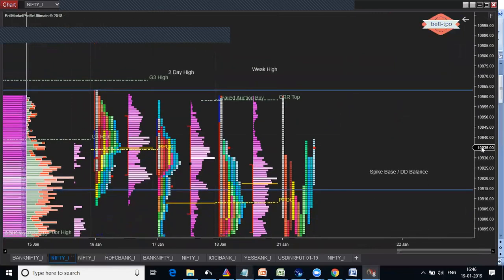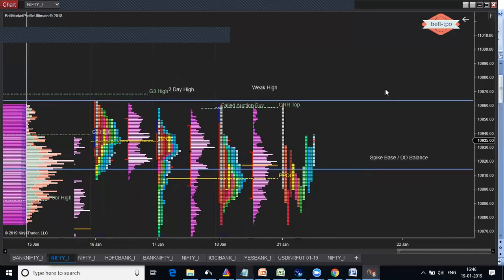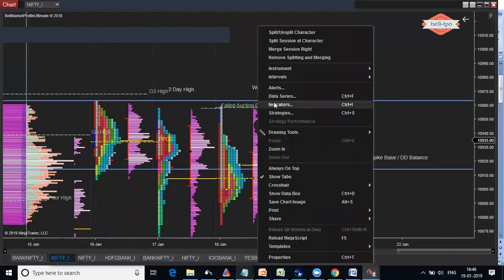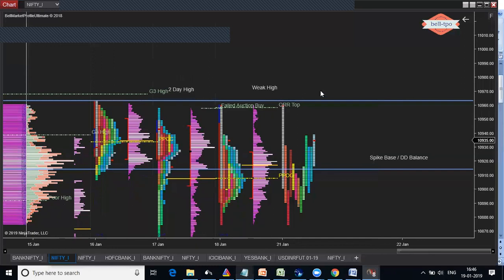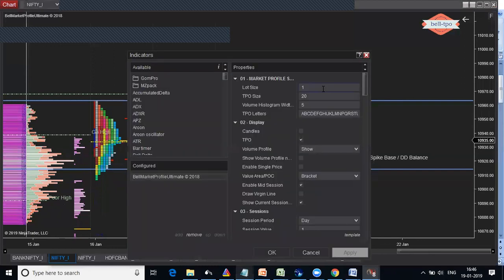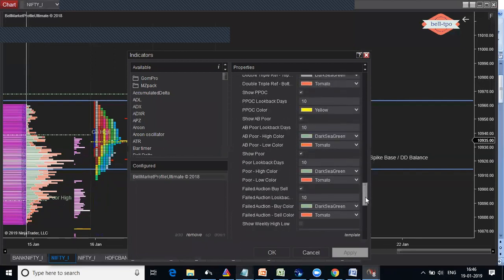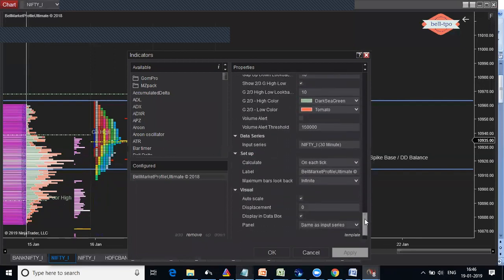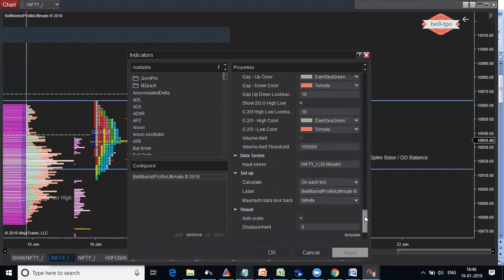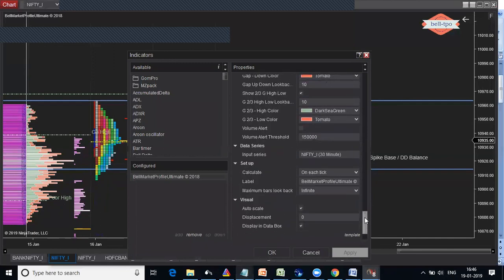In order to get this, you need to right click and go to indicators and you have to enable that setting. Otherwise it will show you some values, but those are not true values. If you want to get the true values, you have to set this. For that you need tick level charts. So where was it.